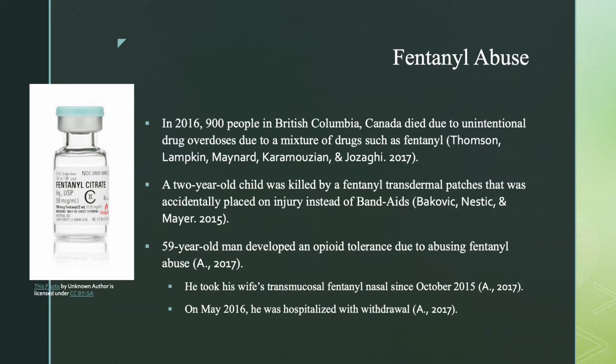Fentanyl abuse. Here are a few cases regarding fentanyl abuse. In 2016, 900 people in British Columbia, Canada, died due to unintentional drug overdose from a mixture of drugs such as fentanyl. This case is about a 2-year-old child who was killed by fentanyl transdermal patches. They were accidentally placed on an injury she got during her stay at her grandma's house. She had fallen on the ground, and her grandmother used the transdermal patches as band-aids to stop the bleeding. Later on, the 2-year-old was found dead. The third case was a 59-year-old man who had developed an opioid tolerance due to abusing fentanyl. He used his wife's transmucosal fentanyl nasal spray since October 2015. In May 2016, he was hospitalized due to withdrawal.